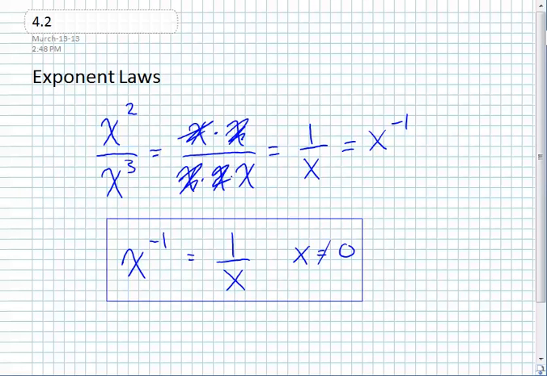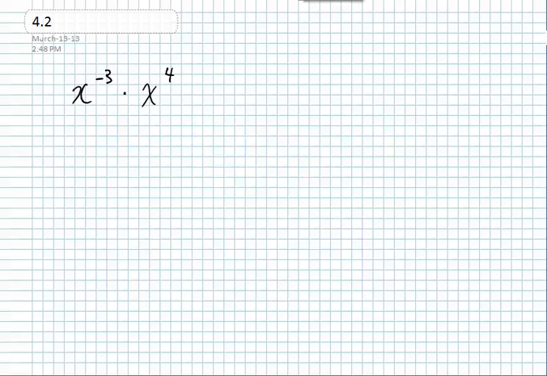So let's look at some examples of that and see what we can come up with. Okay, well, first of all the same exponent laws apply to negative exponents as they do to positive ones. So I'm multiplying powers. I'm still just going to add these exponents together, and I get x to the power of 1, because negative 3 plus 4 is 1. What would you get for this one here? If you multiply the powers together, you get x to the power of negative 6.